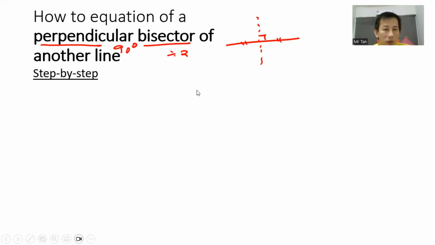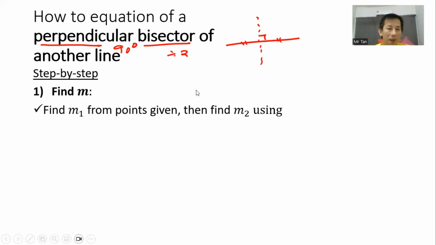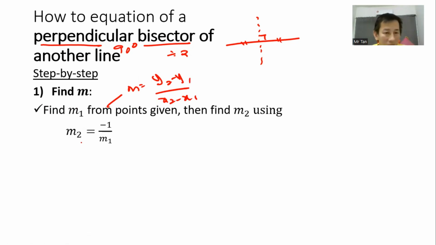So to do this, to find the m, we use the m1 from the points. You need to find the m1 first, so we will use m equal to y2 minus y1 over x2 minus x1, and then you find the perpendicular line using this. This is perpendicular.